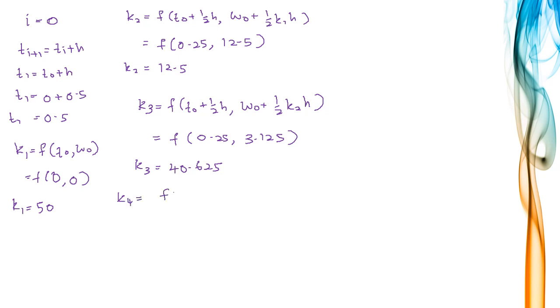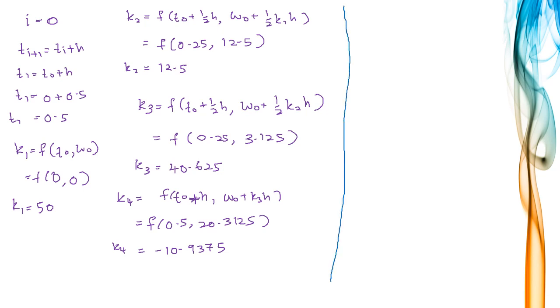And lastly, we are going to find our k4. k4 is equal to f(t0 plus h, W0 plus k3h). Substitute the value. I have f(0.5, 20.3125). And we use the value in our function. So k4 is equal to minus 10.9375. So after we have our k1, k2, k3, and k4, we can calculate our W1. W1 is equal to W0 plus h over 6 times (k1 plus 2k2 plus 2k3 plus k4). So we just substitute everything into the formula. So from here we will have W1 is equal to 12.1094.